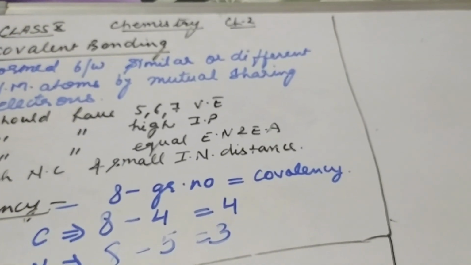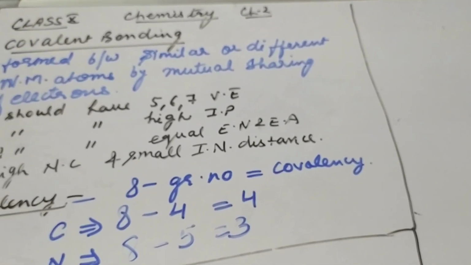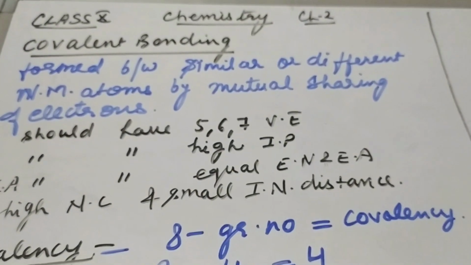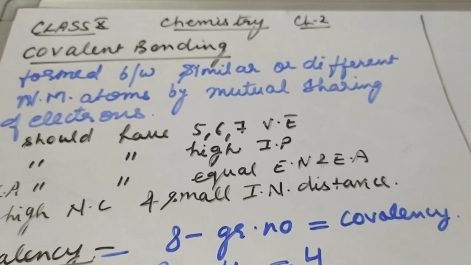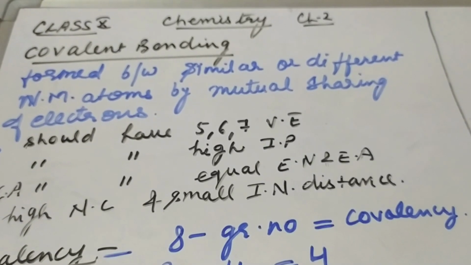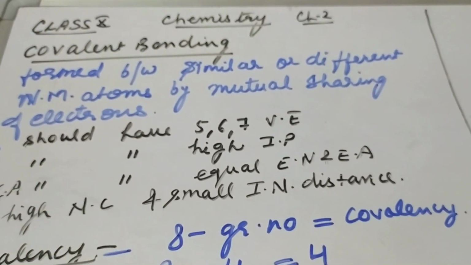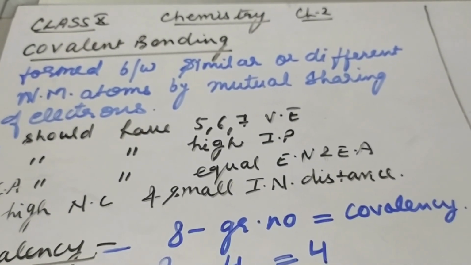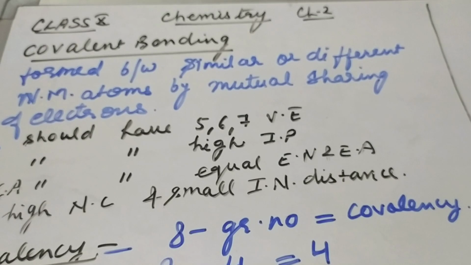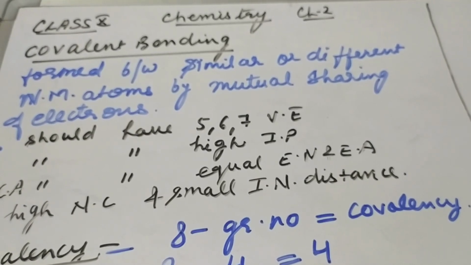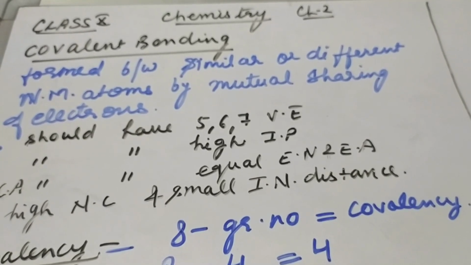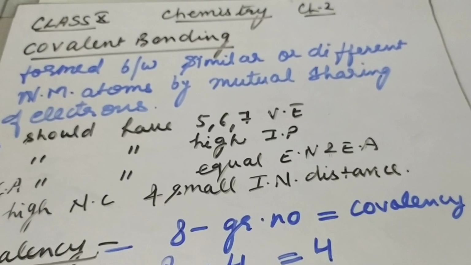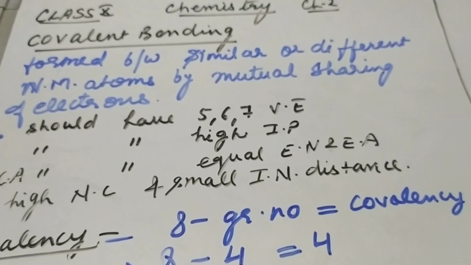Dear students, in this video we'll deal with the next topic of chapter number 2, that is covalent bonding. An electrovalent bond is formed between a metal and a non-metal, as I have already told you. But covalent bonding is formed between two or more different or similar non-metallic atoms, that is, between a non-metal and a non-metal, by mutual sharing of electrons, not by the transfer of electrons. Mutual means equal sharing of electrons.